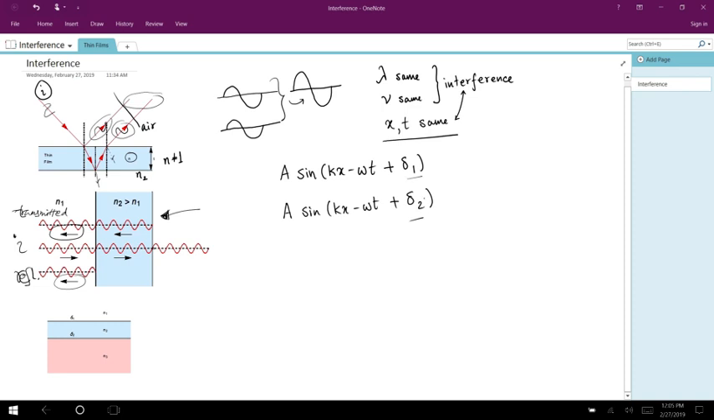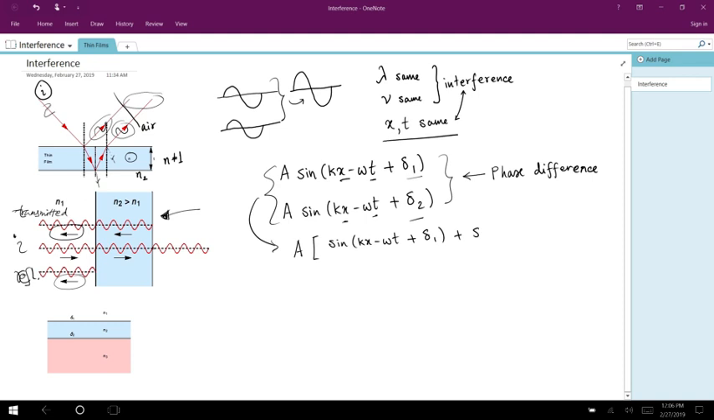So these δ1 and δ2 are phase constants. So they have a phase difference, right? Because they have a phase difference, when I add these two together, a normal observer looking at the same x and same t is not just seeing individual waves, but is actually looking at the sum total of these two waves. So in order to see what we would see, we have to do this addition: sin(kx − ωt + δ1) + sin(kx − ωt + δ2).